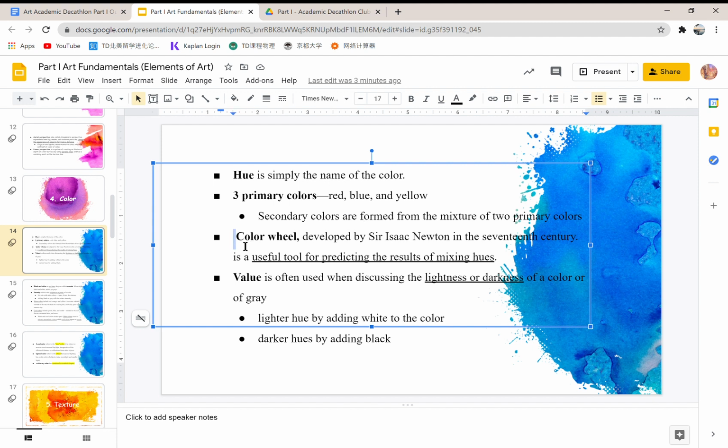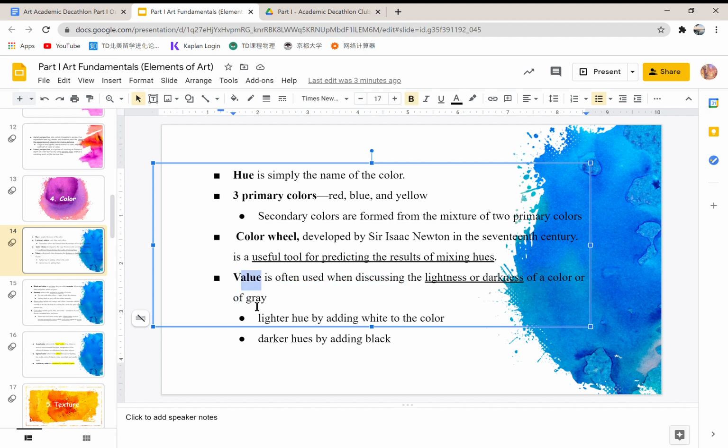Alright, so when we draw, there's a tool called the color wheel. The color wheel was developed by Sir Isaac Newton in the 17th century. What the color wheel does is that it is a useful tool for predicting the results of mixing hues, mixing colors.